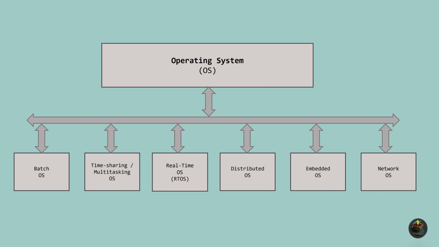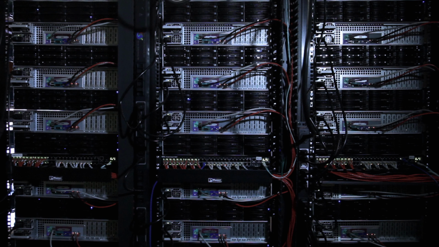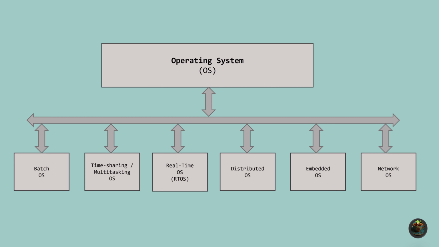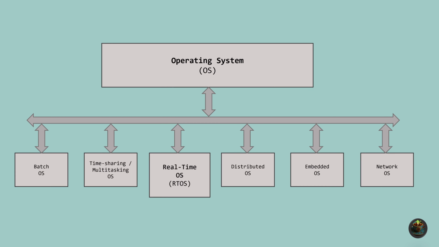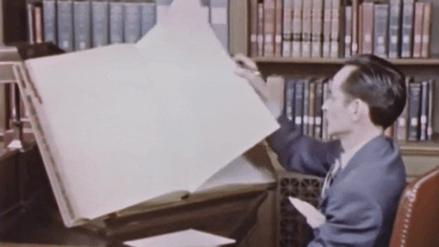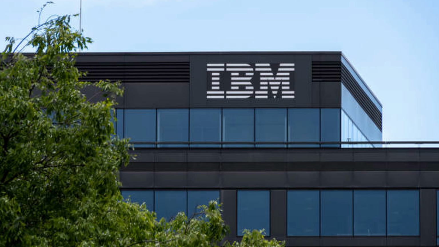A network OS manages communication between multiple computers in a shared environment. Think of servers in a corporate office or school lab. It handles data sharing, device access, and user management over a network. Among all these, RTOS stands out for one reason: precision. It's an operating system with deadlines, built for scenarios where timing is not just important, it's critical.